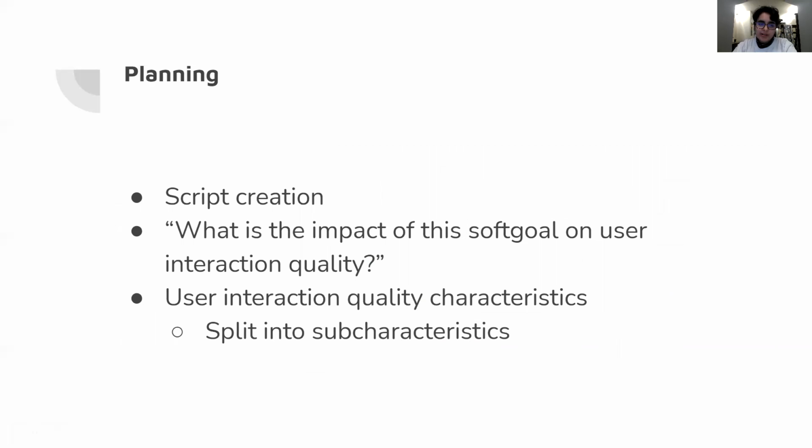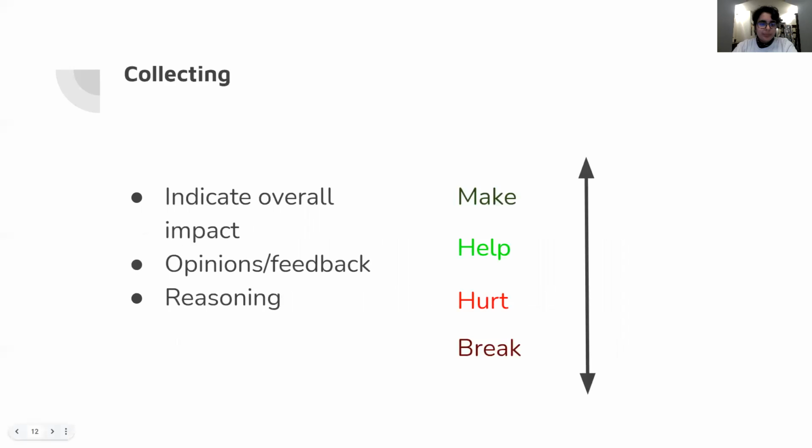on user interaction quality? User interaction quality was defined as 5 characteristics to impact the quality and use of the final user, as a combination of the quality in use and product quality model as defined by the ISO/IEC standard. These characteristics were then split up into 40 sub-characteristics.